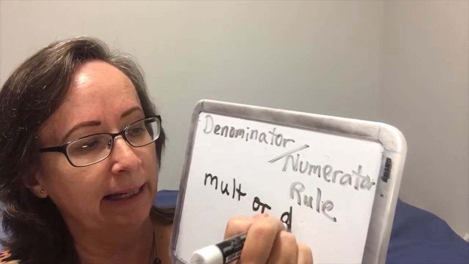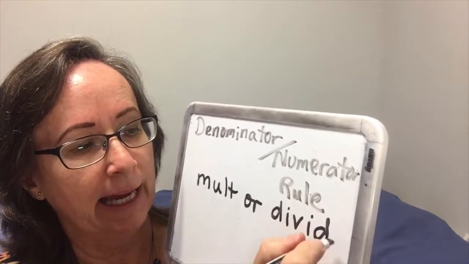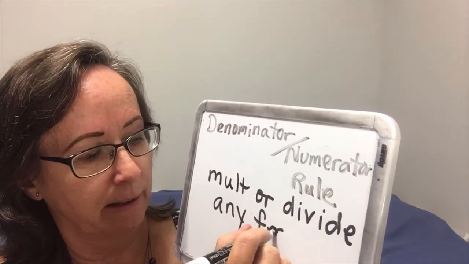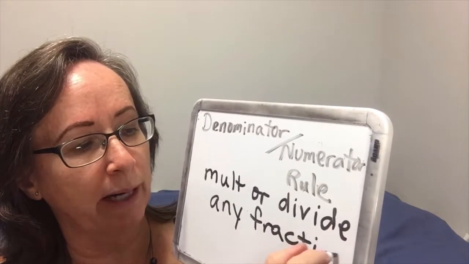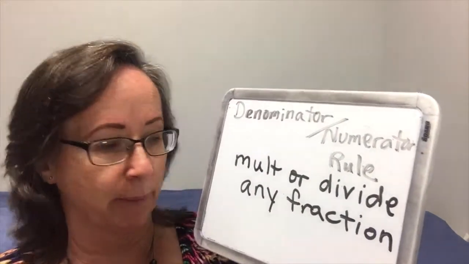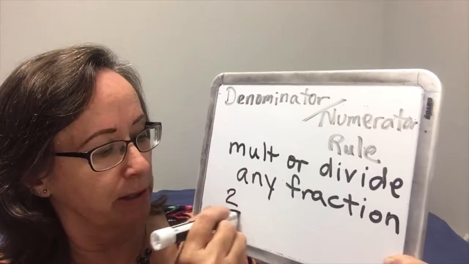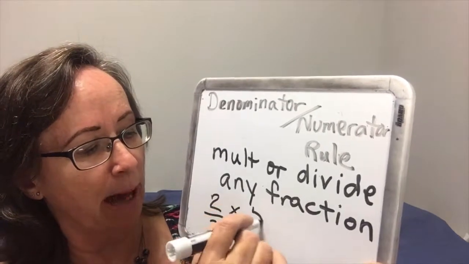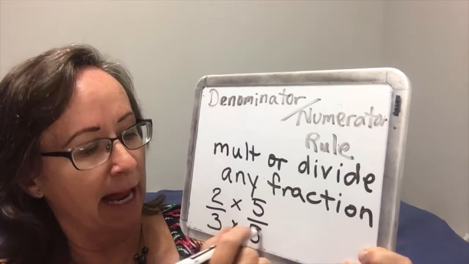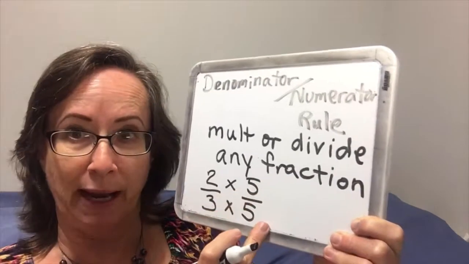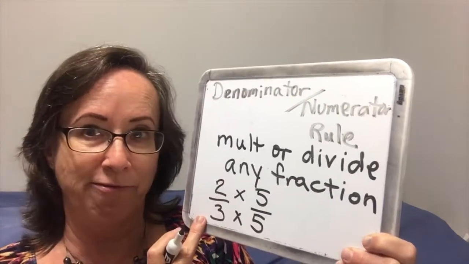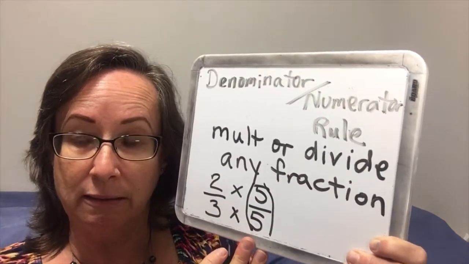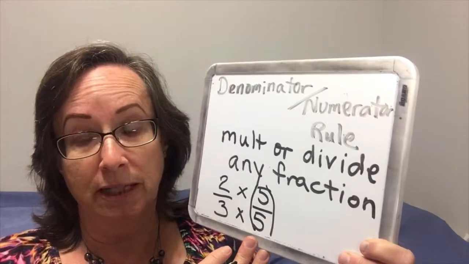or divide any fraction on both the numerator and denominator by the same number. So I could take 2/3 and I could multiply the top by 5 and the bottom by 5. As long as I multiply both the top and the bottom of the fraction by 5, didn't I really just multiply by 1? Okay, 5 over 5 is 1.